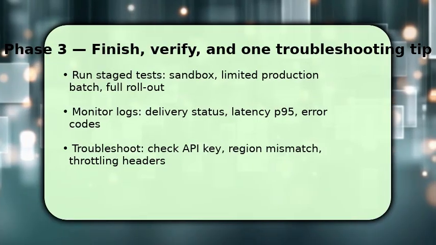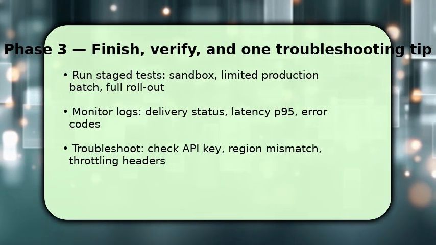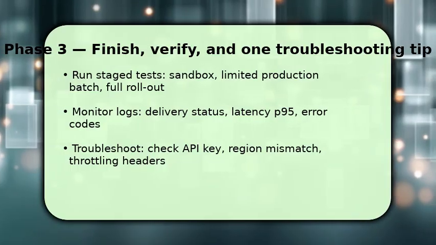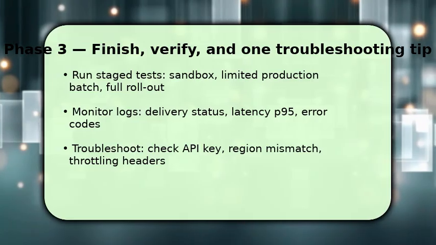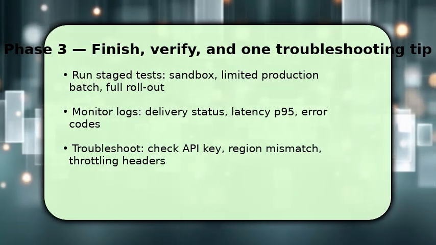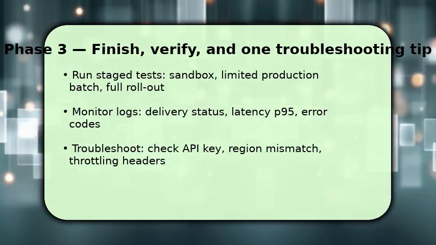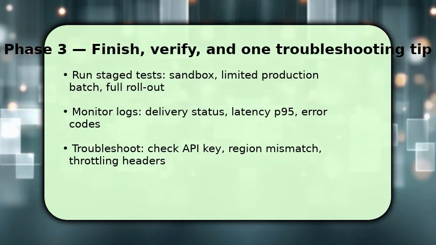If something goes wrong, inspect your API key and region settings and check for throttling headers or rate limit responses. These are common causes. Finally, make small configuration tweaks. Rerun the limited batch, and only scale when success rates exceed your acceptance threshold.